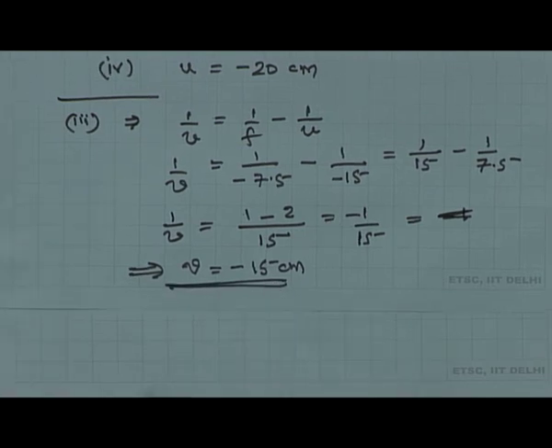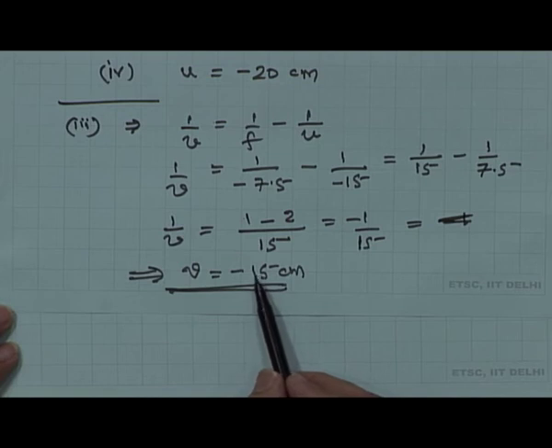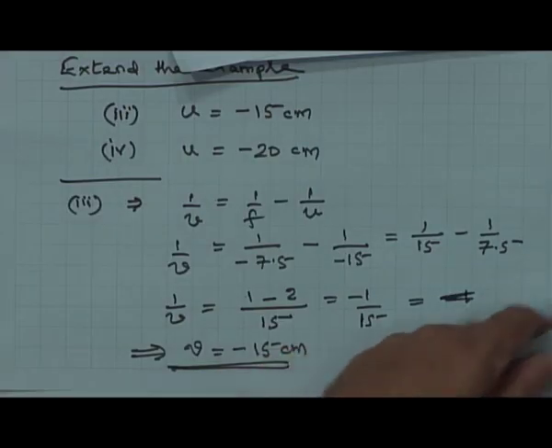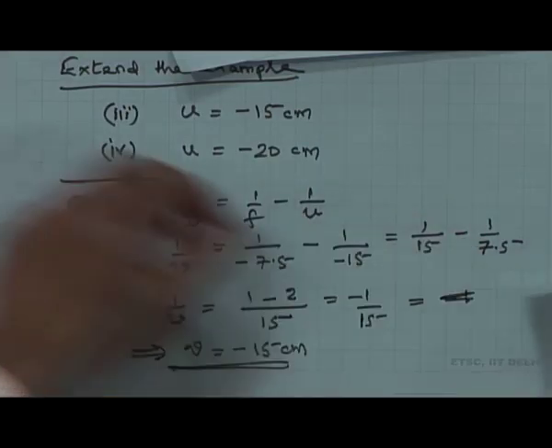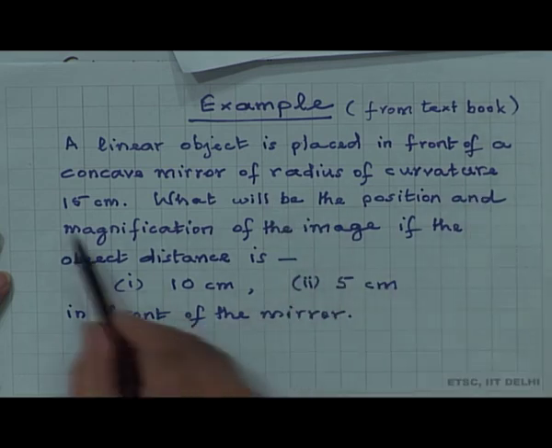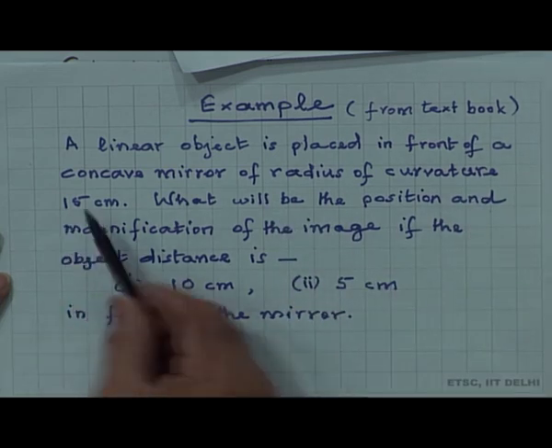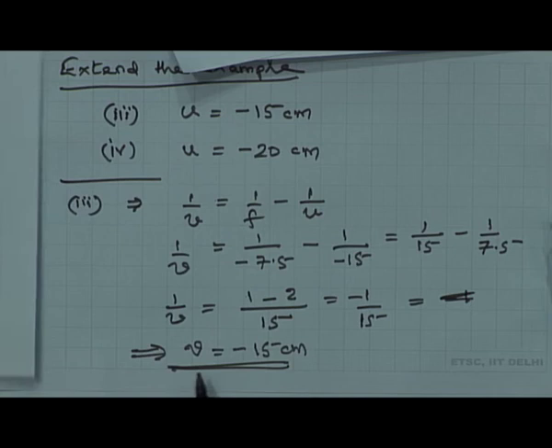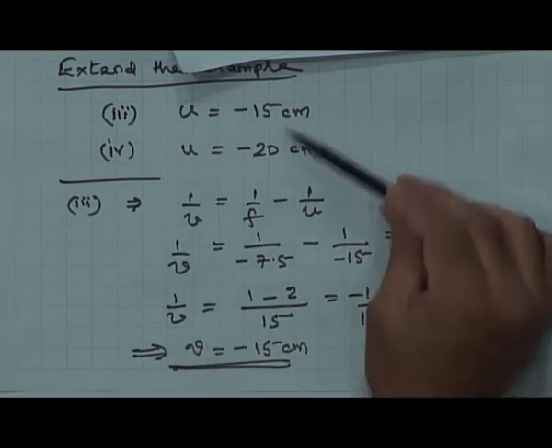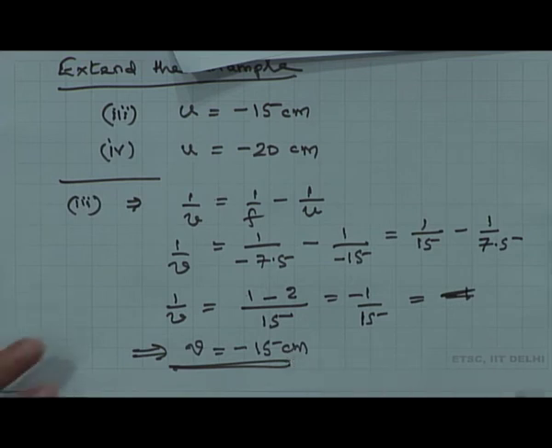So, what is minus 15 centimeters? Minus 15 centimeters is the radius of curvature. It is given in the problem that minus 15 centimeter was the radius of curvature. So, let me check where the problem is. So, here is the example. It was given that the radius of curvature is 15 centimeters, and therefore, we got that when the object is placed at the radius of curvature, the image is also formed at the radius of curvature.